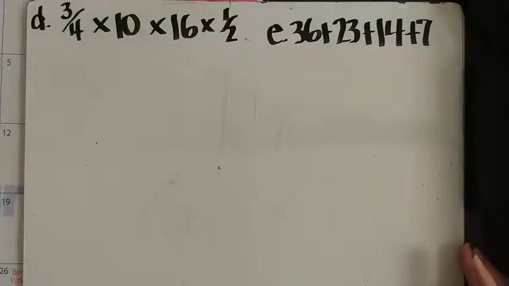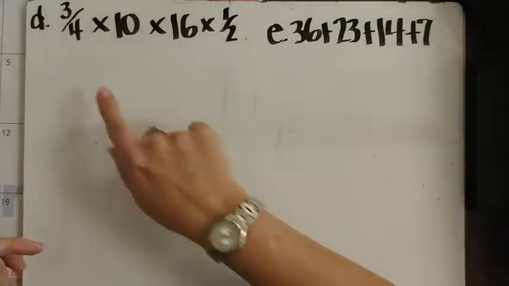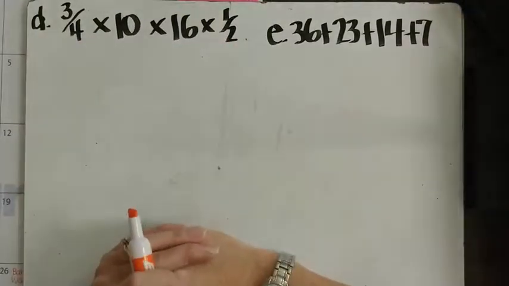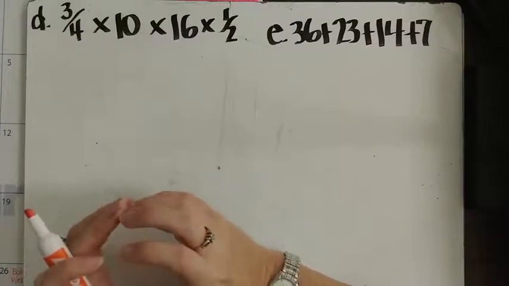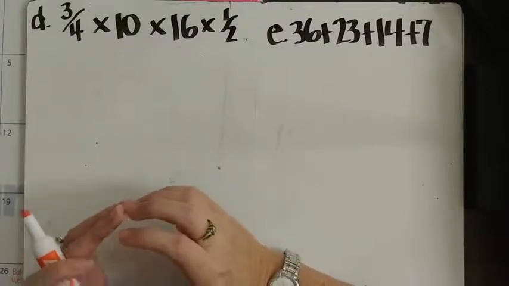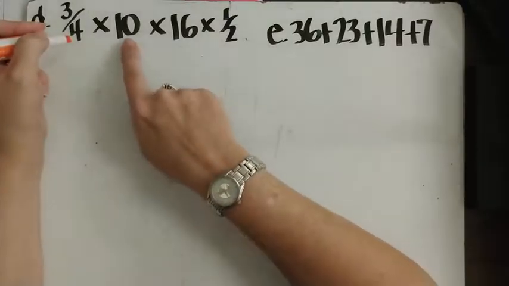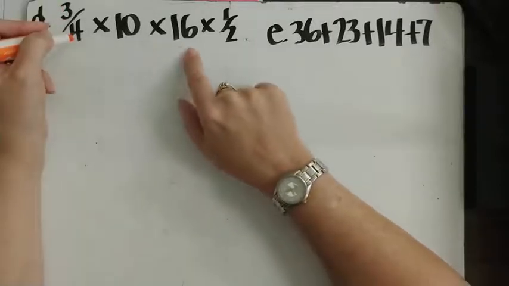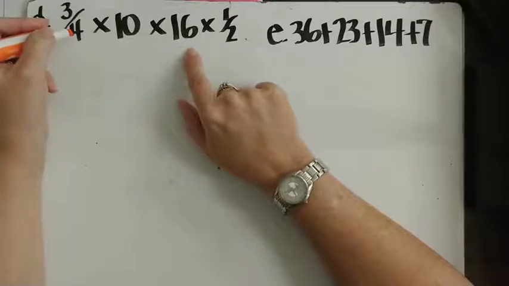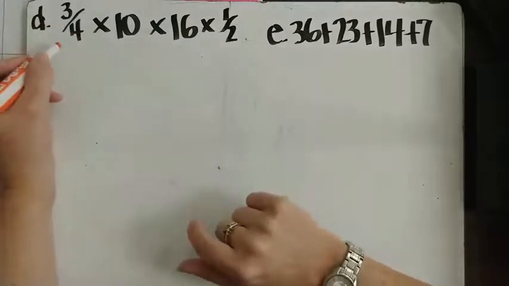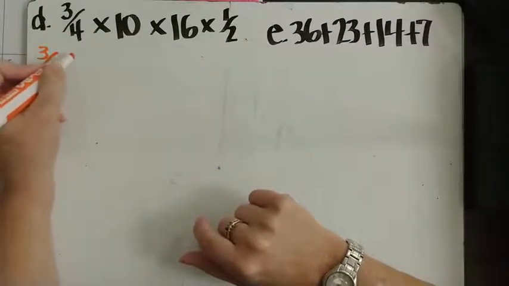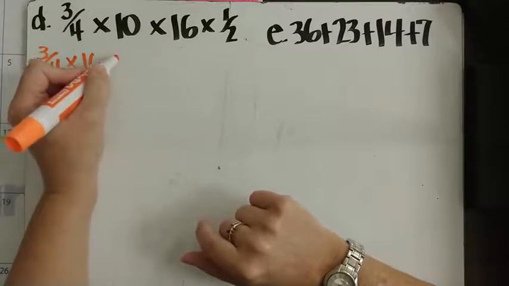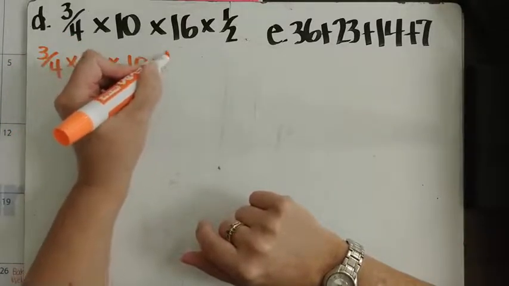Example D, 3/4 times 10 times 16 times 1/2. So we have all multiplication. You may want to rearrange this so that you can group to make whole numbers. If I look at 3/4, it will not give me a whole number if I multiply it by 10. But if I look at 3/4 and multiply it by 16, it will, because 4 and 16 are multiples of 4. So I'm going to rearrange this, and I'm going to make 3/4 times 16 together, and then I'm going to put 10 and 1/2 together.